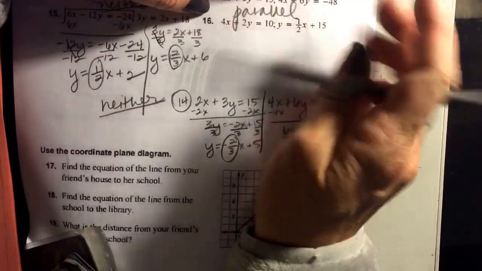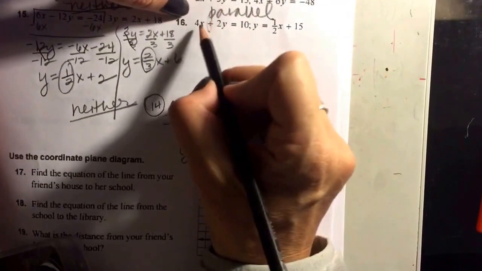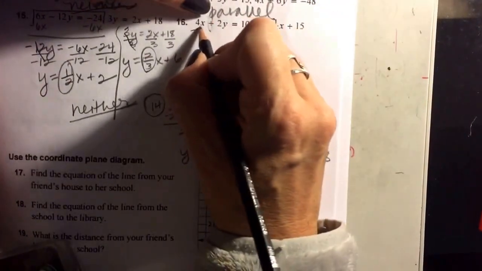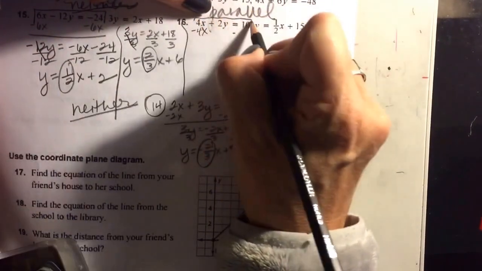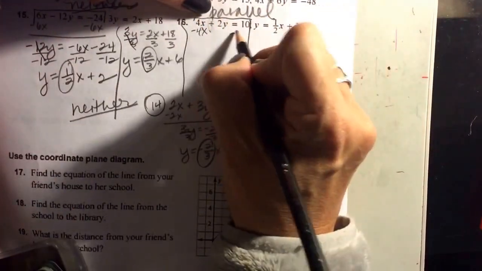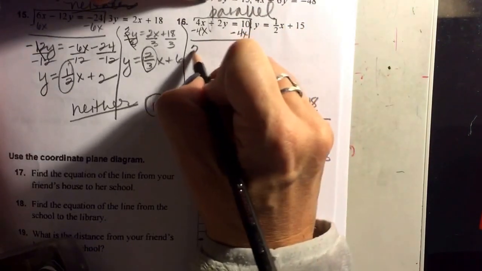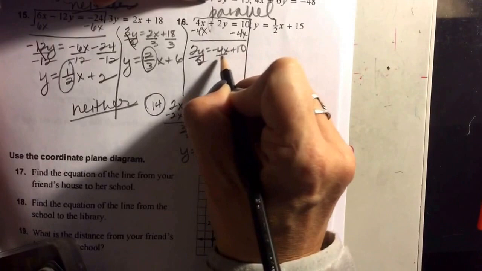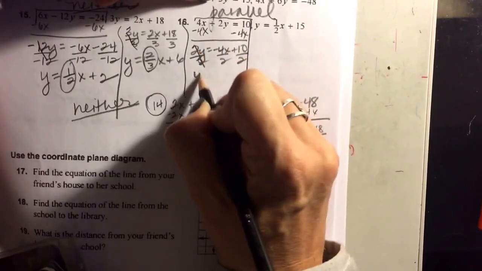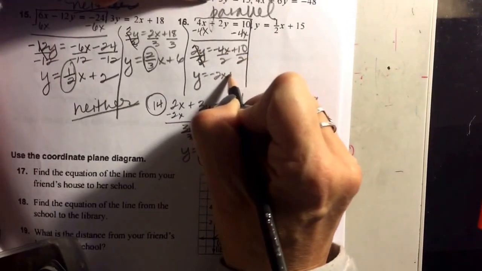Last but not least, number 16. This is 4x plus 2y. I'm going to take 4 x's away from both sides. Focused on this equation right here, minus 4x. So 2y equals negative 4x plus 10. I'm going to divide every piece of this equation by 2. Y is negative 2x plus 5.